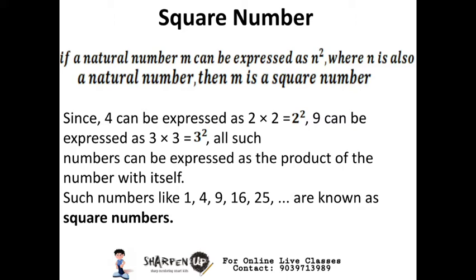In the same way, 9 can be written as 3 into 3, that means 3 square. In the same way, 16 can be written as 4 into 4, that means 4 square, and so on. This type of number is called a square number or perfect square.